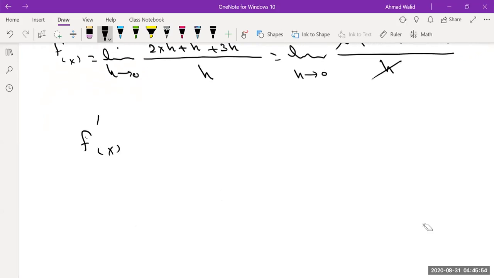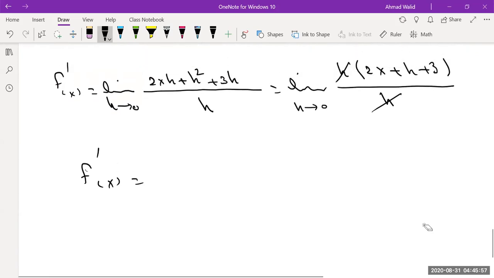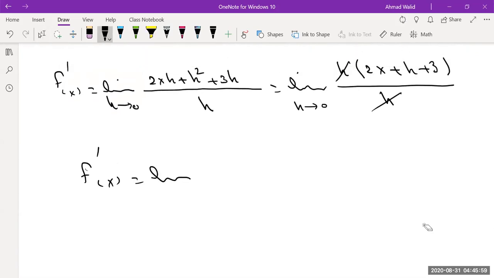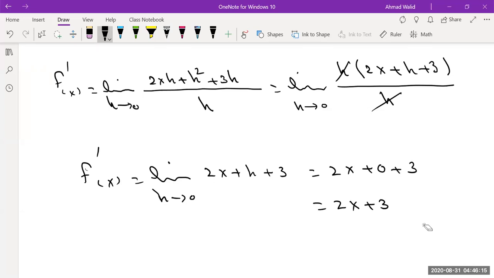F prime x equals limit as h approaching 0 of 2x plus h plus 3. Plug in h equals 0, it gives you 2x plus 0 plus 3. It means your answer is what? 2x plus 3. That is actually f prime x. You see, a function is given. When you take the derivative, it gives you another function.